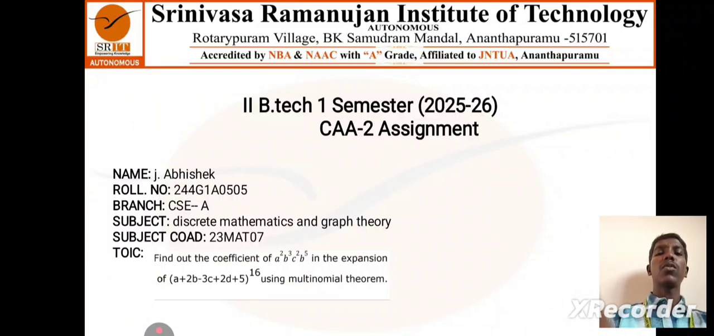Subject code 23MAT07. Topic: Find out the coefficient of a squared b cubed c squared d to the power 5 in the expansion of (a + 2b - 3c + 2d + 5) whole power 16 using the multinomial theorem.